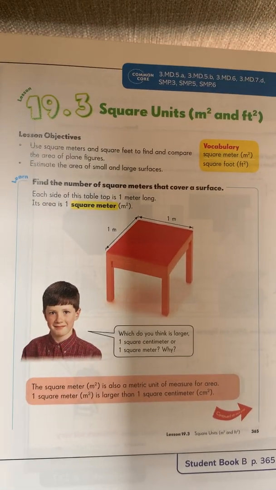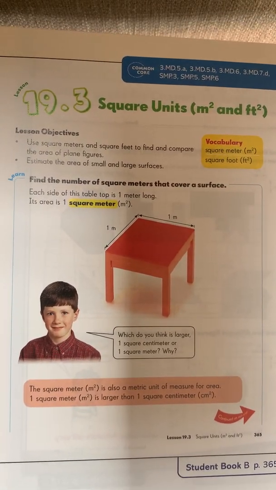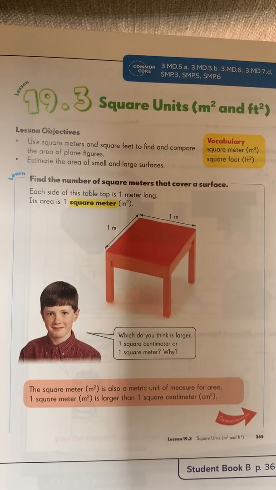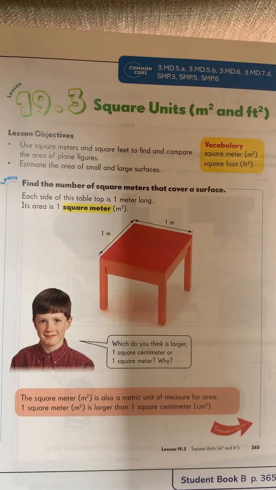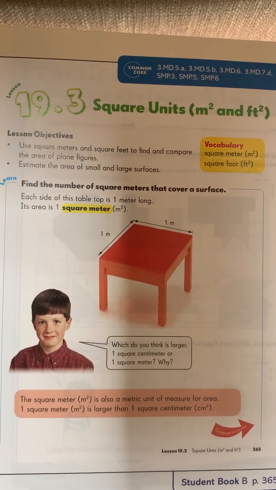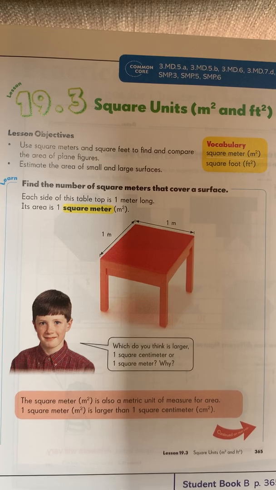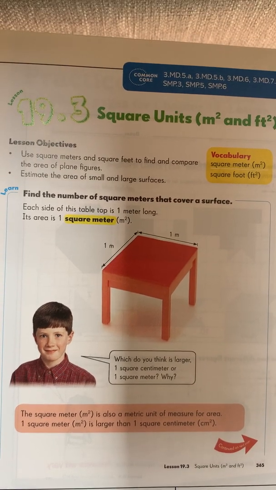Okay, guys. So this is what I'd like for you to go ahead and do now. This is going to seem a little funny, but I want you to flip your textbook to page 365. All right, and we're just going to read through some of this together because I just want you to see it for next year. So here's 365. It says each side of this tabletop is 1 meter long. Its area is 1 square meter. Which do you think is larger, 1 square centimeter or 1 square meter, and why?